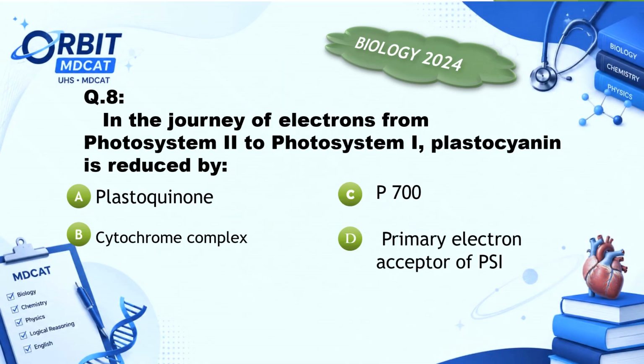Question number 8: in the journey of electrons from photosystem 2 to photosystem 1, plastocyanin is reduced by A. Plastoquinone, B. Cytochrome complex, C. P700, D. Primary electron acceptor of PSI.